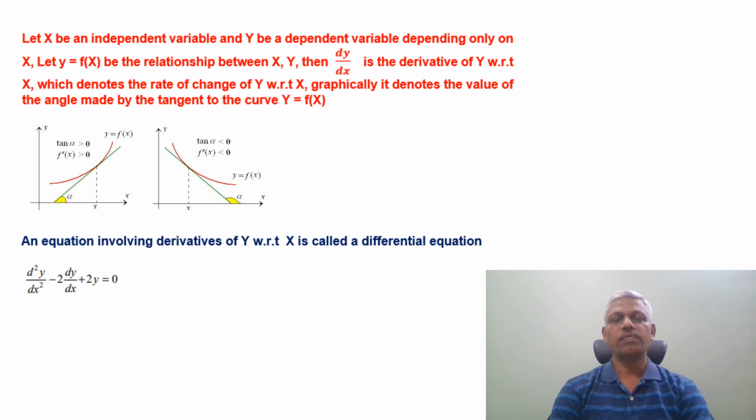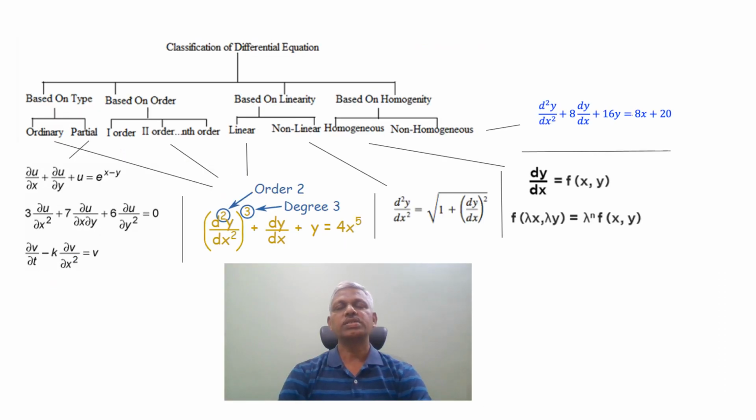Given y, a dependent variable depending on x, we can have higher order derivatives also: dy by dx, d square y by dx square, the second order derivative, third order derivative, and so on. Now, an equation involving derivatives of the dependent variable with respect to the independent variable is called a differential equation. Differential equations can be classified into several types, based on the type of the derivative also. We talk about the ordinary derivative dy by dx when y depends only on a single variable.